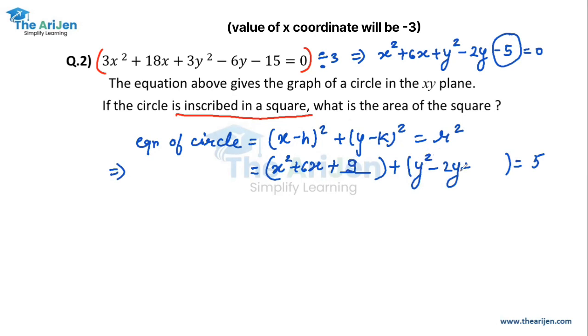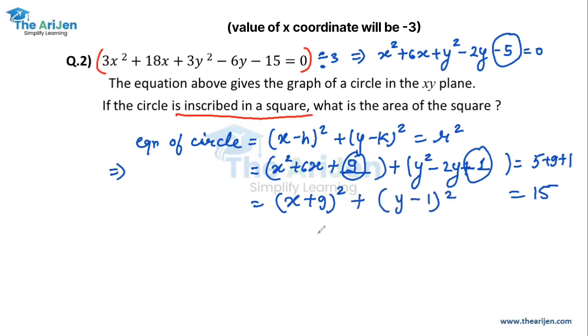When you have y square and minus 2y, it will be 2 into y into something, and y is already here, so it should be 1. 1 square means 1 only, and it should be positive, because only the middle term can be negative, otherwise everything is positive. So if you are adding 9 and 1 here, you have to add these to the other side as well, so in total you will have 15 here, and this will be changed into x plus 3 whole square, and here you will have 5 plus 10. And if you want to find the coordinates of the center of the circle, you will simply change the sign of this.